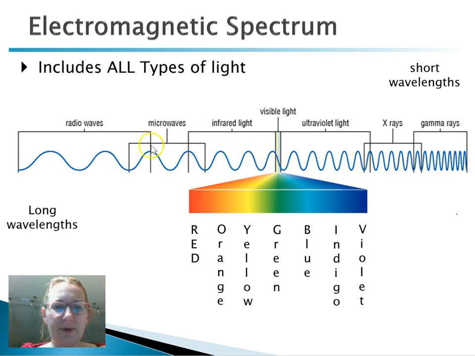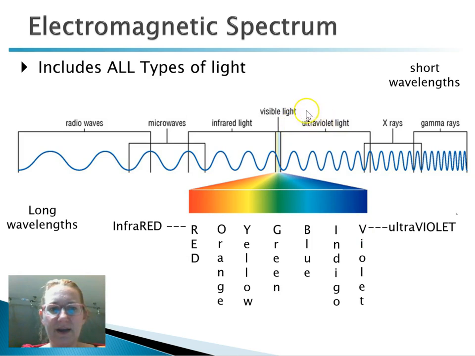Now, one way to remember the order of these, because you are going to have to know the order, especially around visible light: infrared light has red in its name, and it goes into visible light, which starts with the lowest frequency of red. And then visible light ends in violet, and the next type of electromagnetic light in the spectrum is ultraviolet light, and it has violet in its name.